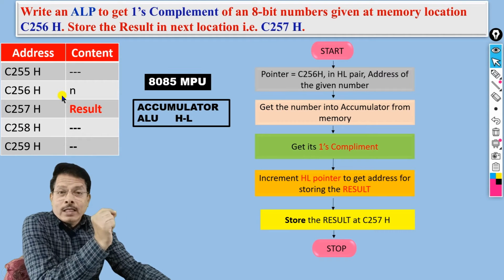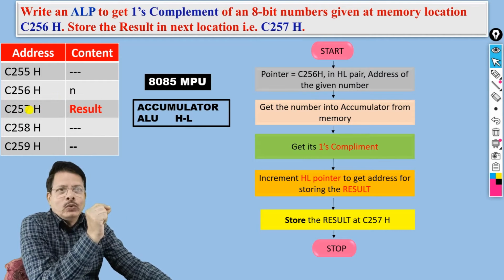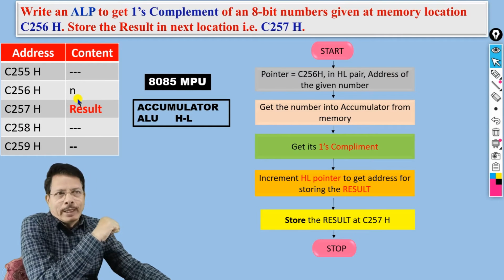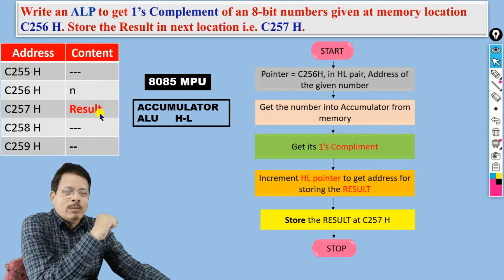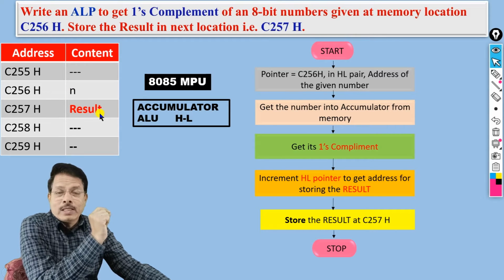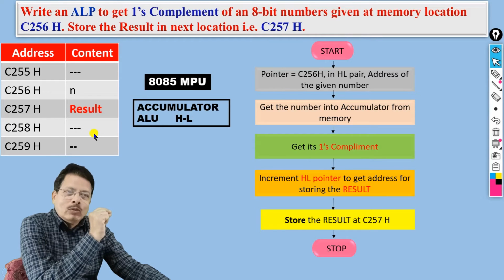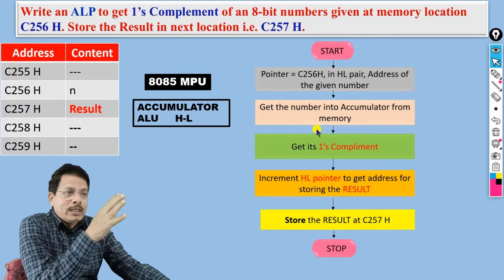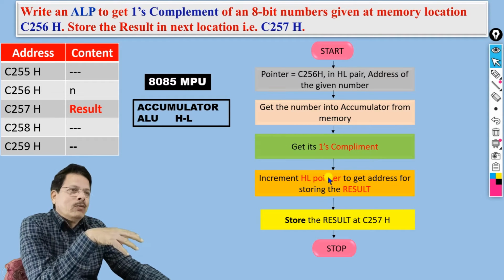So in order to get the 1's complement, you should get this number out of the memory. So somehow get this number, and you know what the instruction used for that is. So get that number into the accumulator. The process is described here with the help of this flowchart.